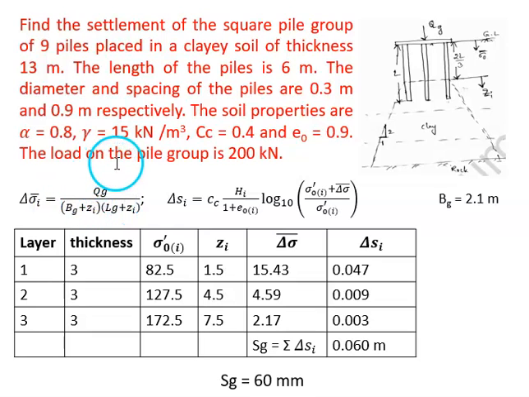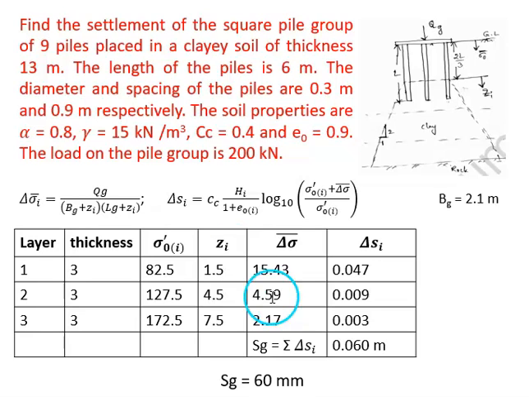Then by substituting these values in this equation of 2:1 method, increase in effective stress equals load on the pile group, that is 200 kilonewton, divided by Bg plus Zi. Bg value is nothing but width of pile group, that is 2.1 meter. So 2.1 plus, for the first layer, Zi value is 1.5, into Lg. Here Bg and Lg are same, so we can take it as Bg plus Zi whole square. Then we can find the increase in effective stress.